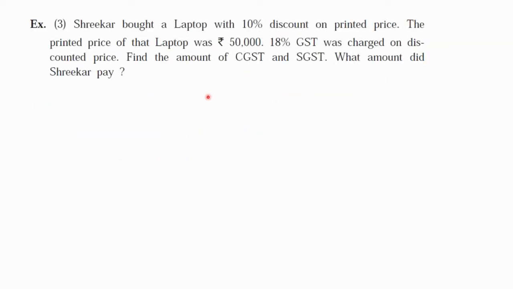Let us see one more example. Shrikar bought a laptop with a 10% discount on the printed price. The printed price of the laptop was rupees 50,000. And here you see 18% GST was charged on the discounted price. We have to find the amount of CGST and SGST and what amount Shrikar paid.